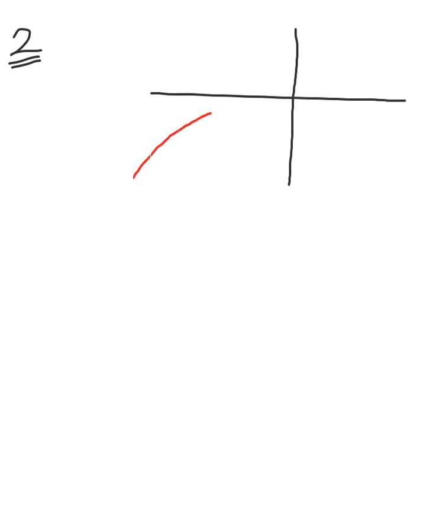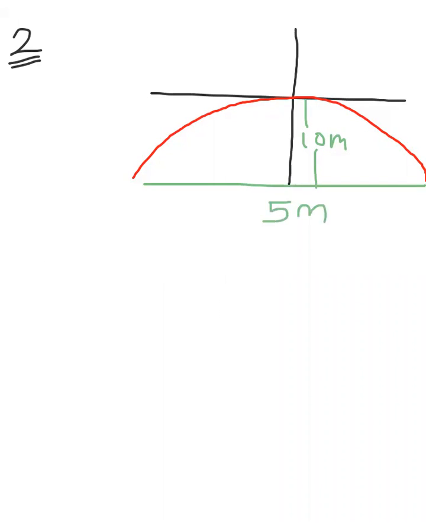See, this is the arch. An arch is in the form of a parabola with its axis vertical. The arch is 10 meter high and 5 meters wide at the base. It is 5 meter. The diagram is not as proper as is expected.